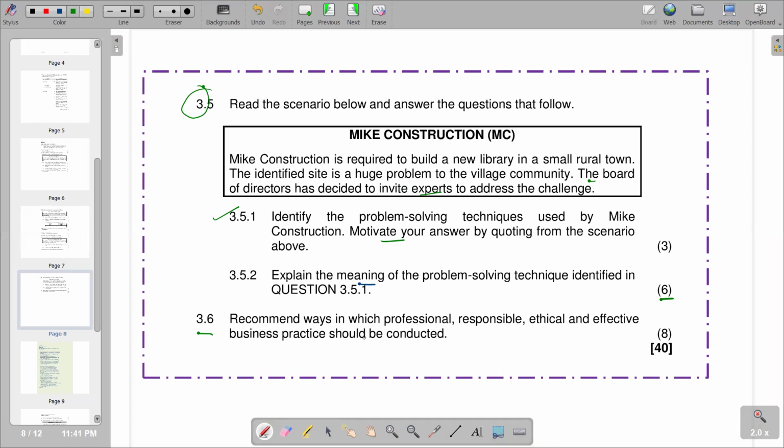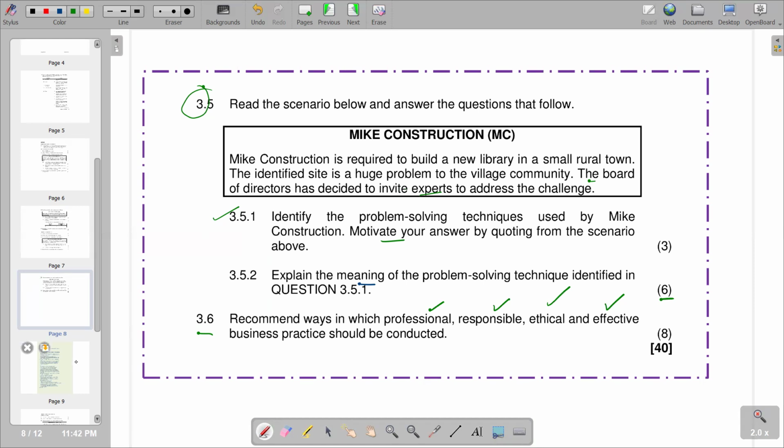Basically, what is being asked here is that there are proper ways in the business to show that good business practices are being engaged in. If you see the description, the question is saying recommend ways in which professional, responsible, ethical, and effective business practices should be conducted. So we are saying these are good practices that should be undertaken within the operations of businesses. Those are the recommendations that we are going to go through.